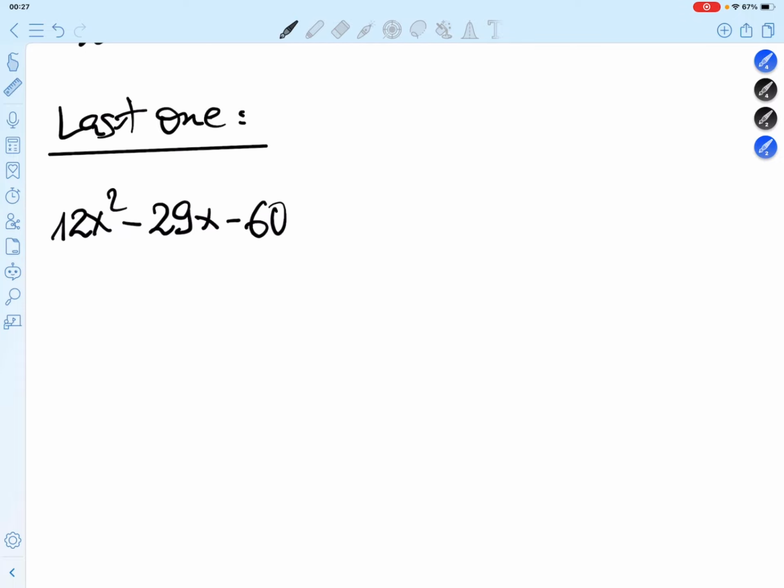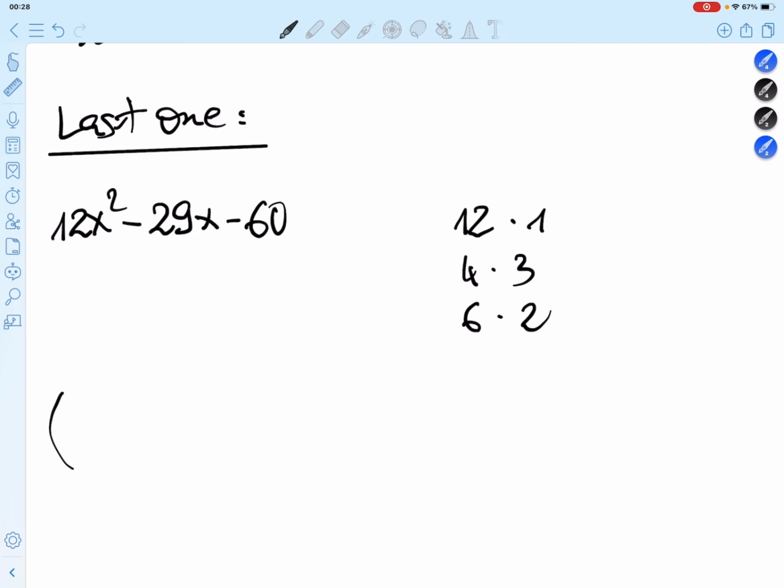So here, what we're gonna do, we're gonna focus first on this term ax squared. So we're gonna write 12x. We're gonna see which numbers, the product of which numbers, is gonna give me 12. So we have 12 and 1, then we have 4 and 3, then we have 6 and 2. So I'm gonna choose the ones that are less distant between each other. So 4 and 3 are less distant, yeah?